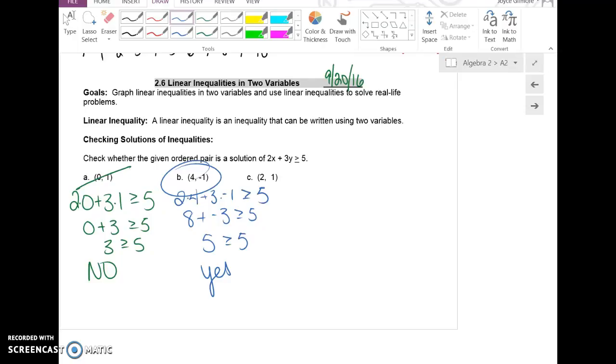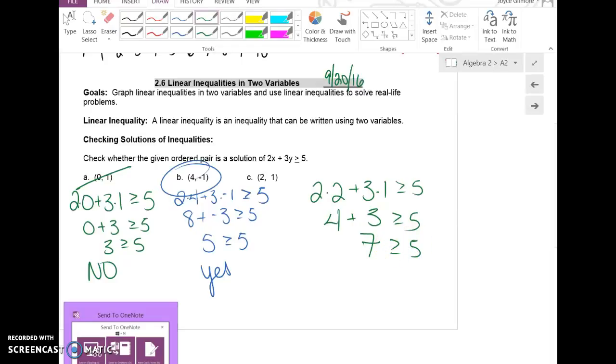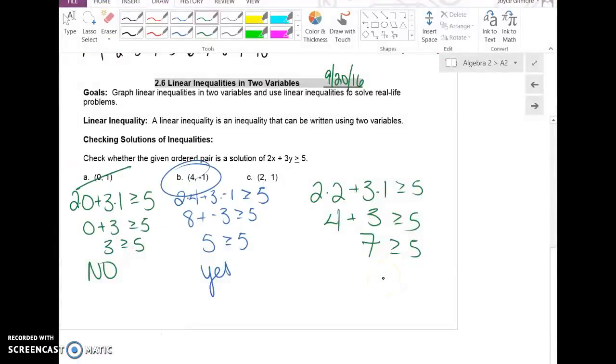Next, the point (2, 1). So 2 times 2 plus 3 times 1 is, oops, kind of ahead of myself there, is 7 greater than or equal to 5? Yes. So that ordered pair is a solution.